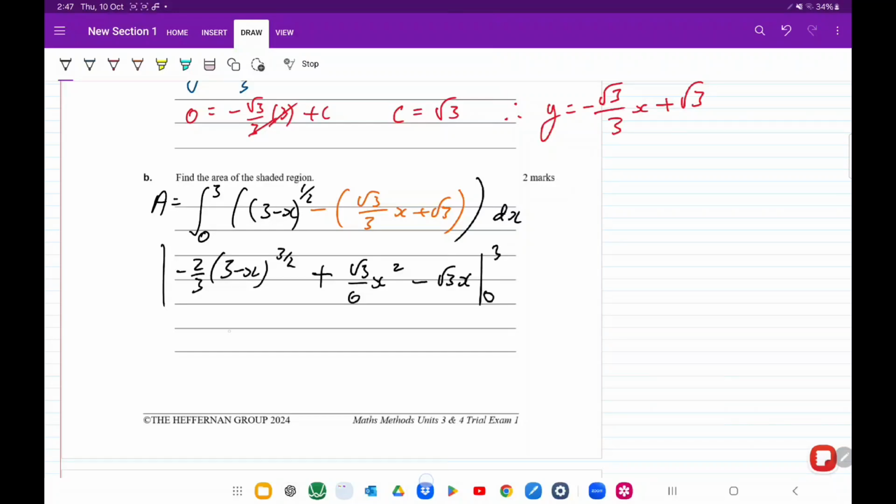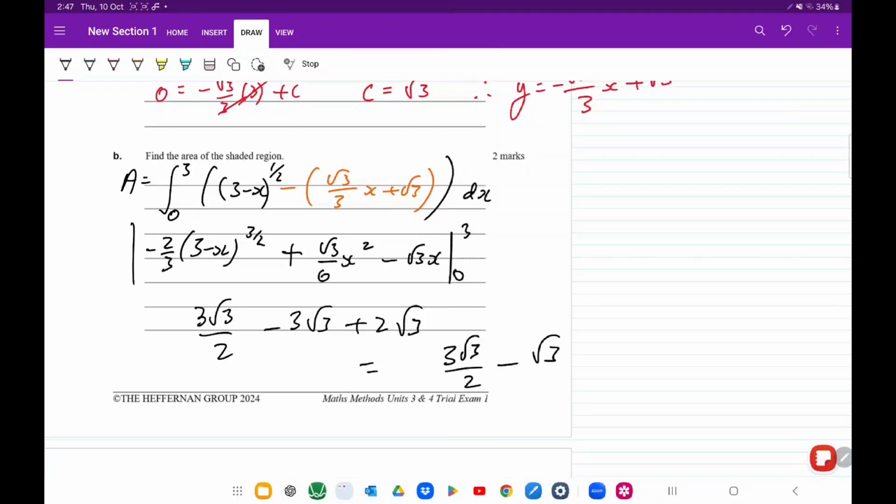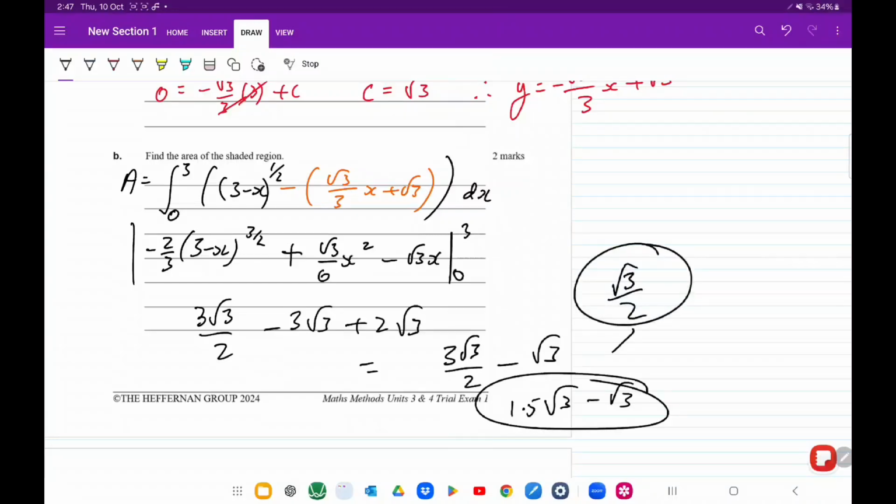Let's skip a couple of steps. So we get root 3 on 2 minus 3 root 3 plus 2 root 3. And then after that, this ends up becoming 3 root 3 on 2 minus root 3. When you've got 3 halves, think of this as 1.5 root 3 minus root 3. When you subtract the two, you get root 3 on 2 left, so half of root 3.